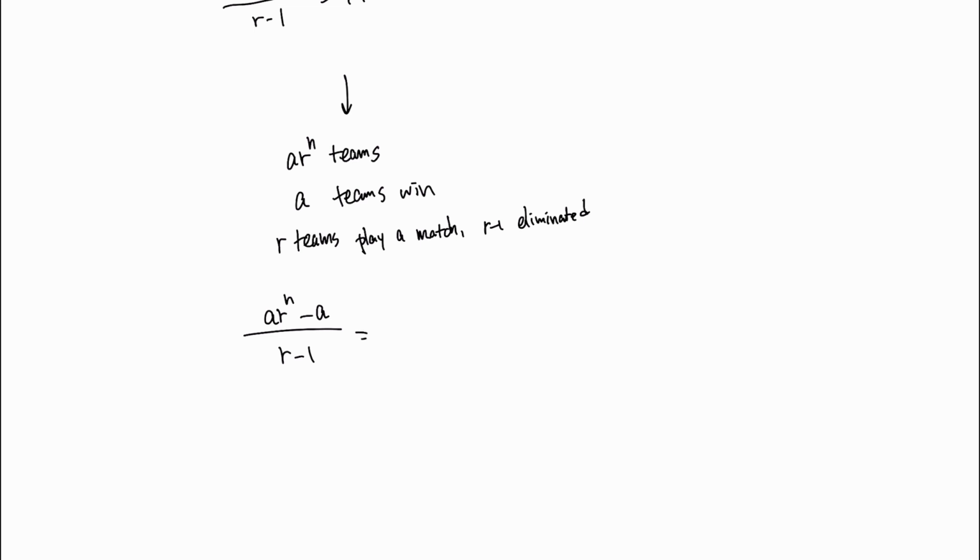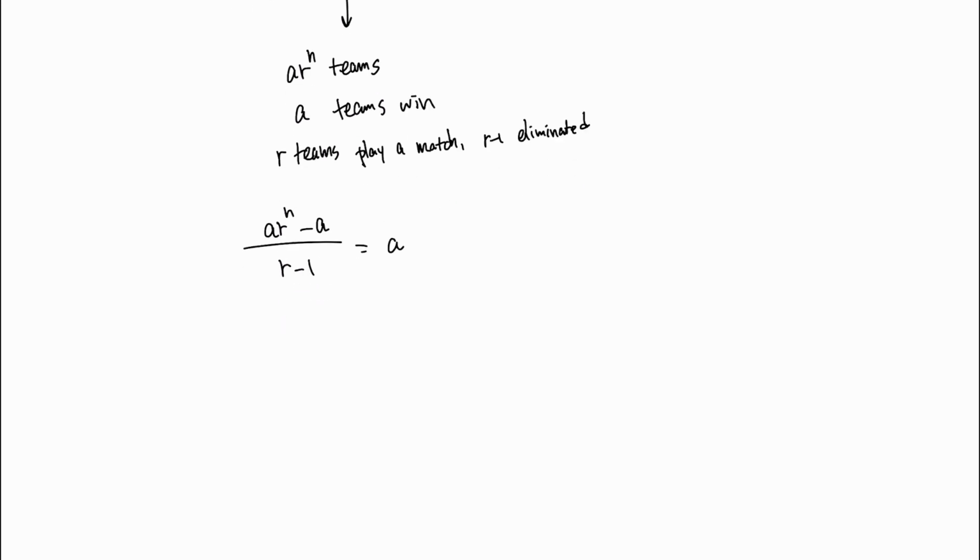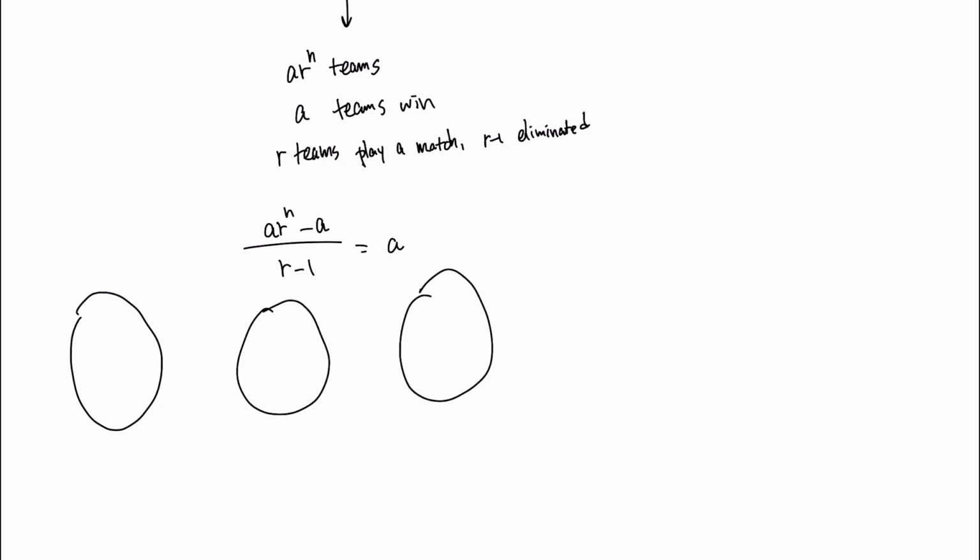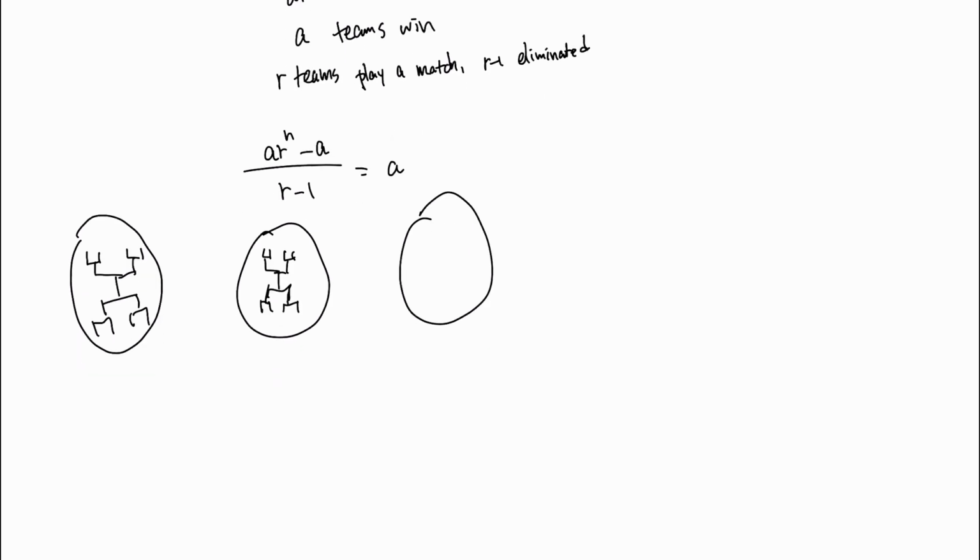And for the last round, the last round is going to be a matches. And those a matches are going to be happening in their own separate brackets. And each of those brackets is going to have 1 winner. So if we have a total of a brackets, then a total of a winners.